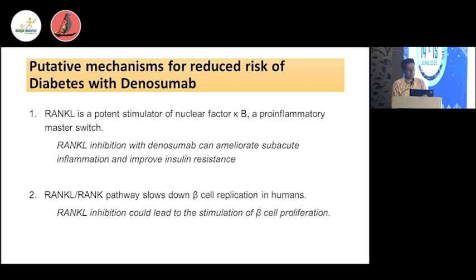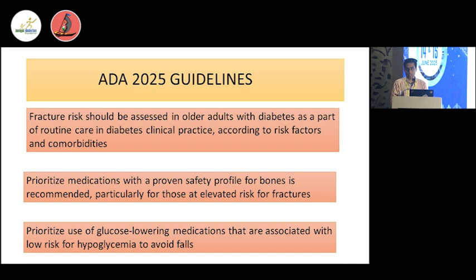Why? There are some mechanisms proposed. Denosumab is a monoclonal antibody which inhibits the RANK and RANKL interaction, and these are actually a pro-inflammatory master switch. So when we inhibit RANKL, it improves insulin resistance and it can also stimulate beta cell proliferation. That's a very interesting finding, not yet very much validated, but it can be helpful when we are treating such patients with diabetes.